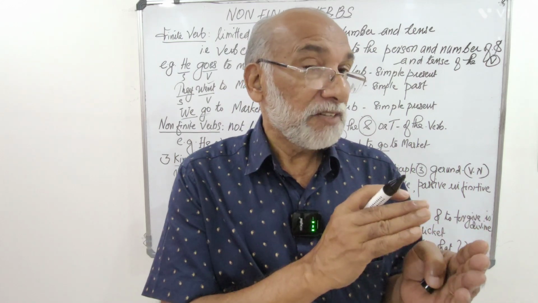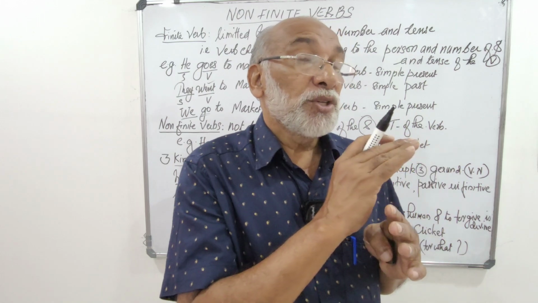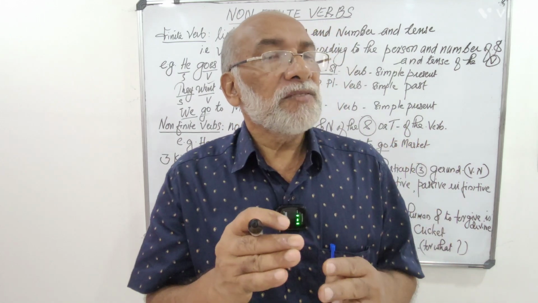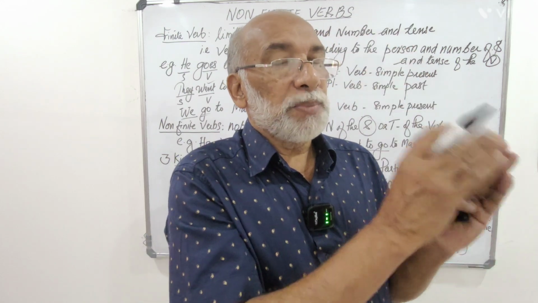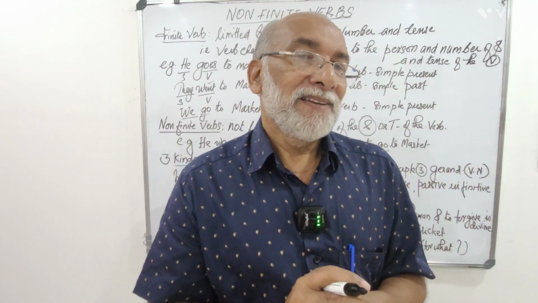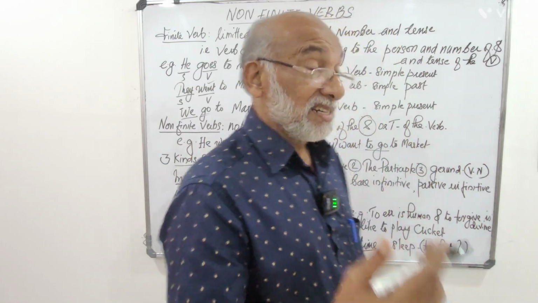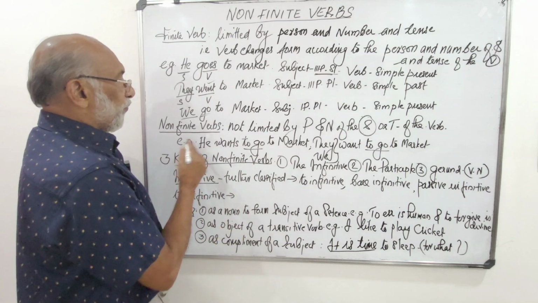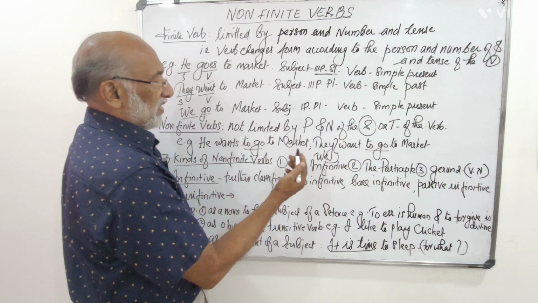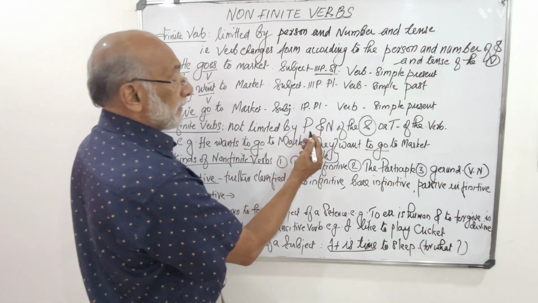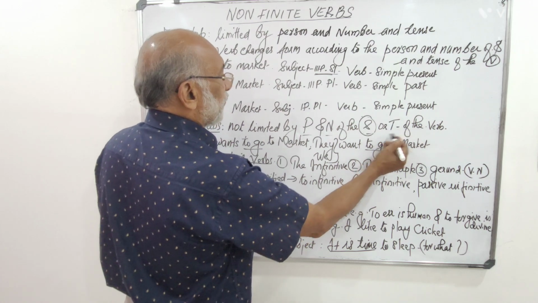That means there will be a finite verb. When there is a non-finite verb, of course there will be a finite verb. So the non-finite verb doesn't change its form according to the subject, its person, number and tense. I think it's clear. Let's go to the examples and it will be clearer to you. Non-finite verbs are not limited; that means not changed, not influenced, not restricted by the person and number of the subject or the tense of the verb.